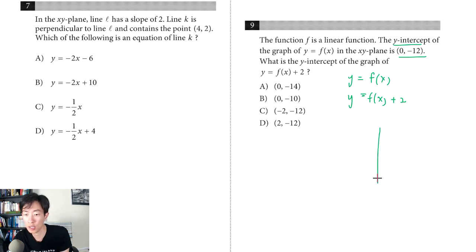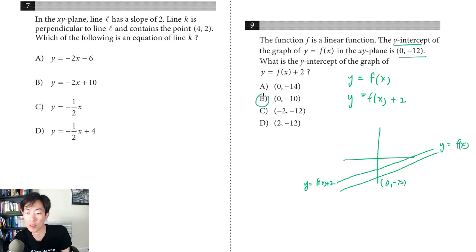So visually, if your graph looks like this, your line is down here, and the y-intercept is (0, -12), and this is the graph of y equals f of x. When you add 2, you're going to translate the line up, and your new graph is going to be y equals f of x plus 2. So your new intercept is going to be (0, -10). So the answer is B.